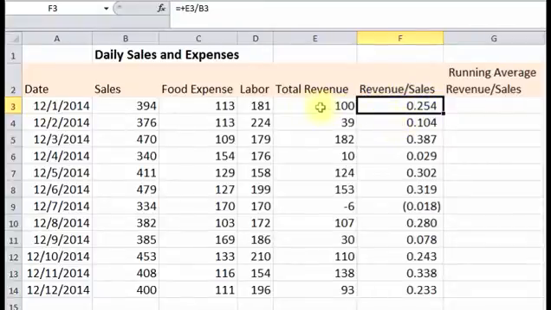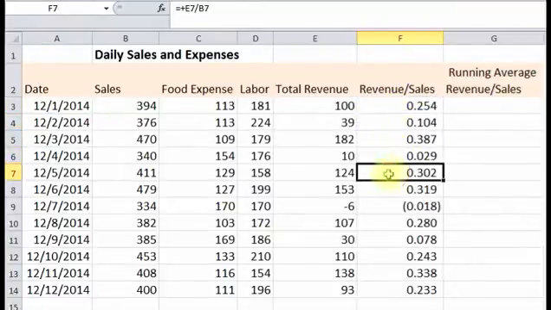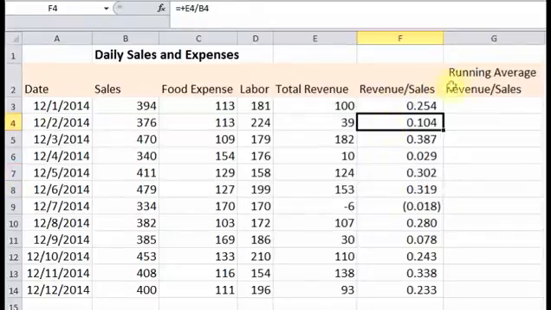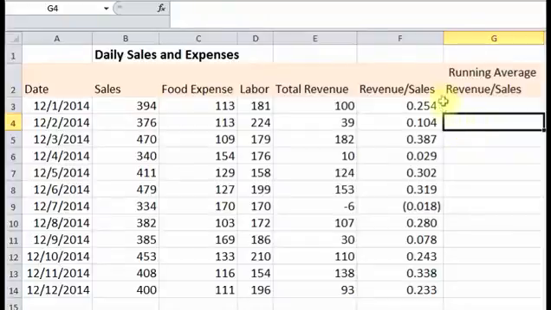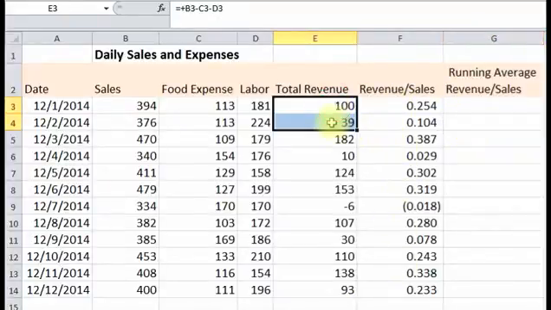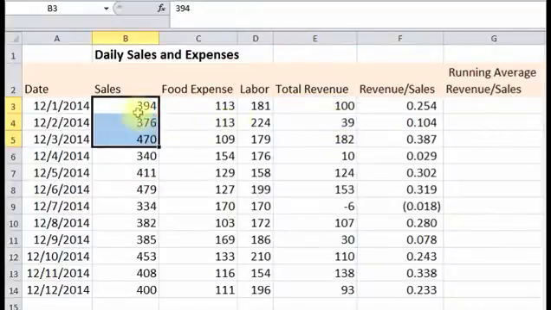So it's just like 100 divided by 394, or here it's 39 divided by 376. So we get what percentage of our sales is our revenue, about 25%, 10%. But the problem I came across recently is, what if you wanted to have a running average of your sales? Obviously the first day would be the same, it's just 100 divided by 394. But by the second day we want a running average, like continuous. So we'd want total revenue, which would be 139 divided by this total amount of sales, which is around 750 or so.